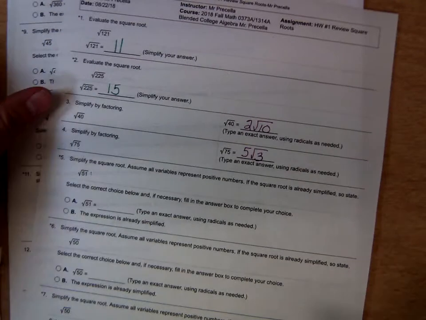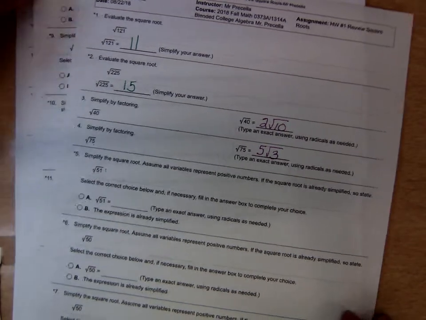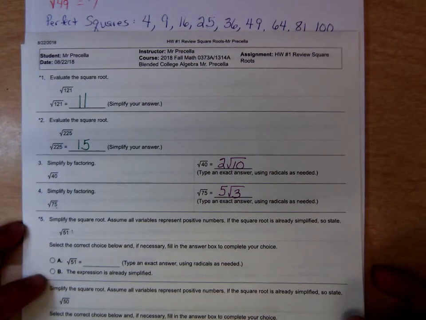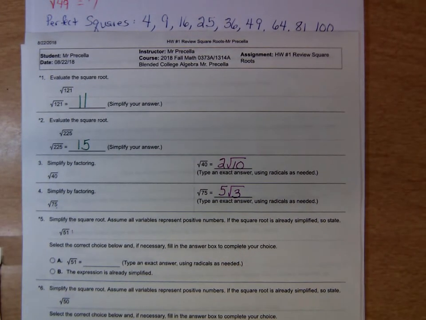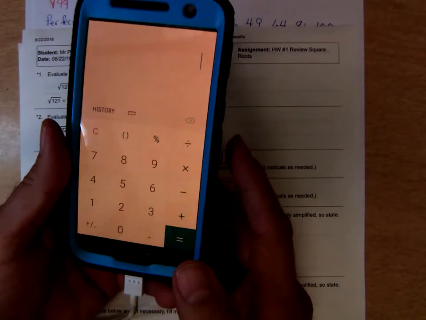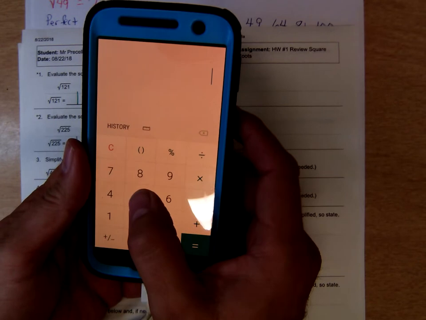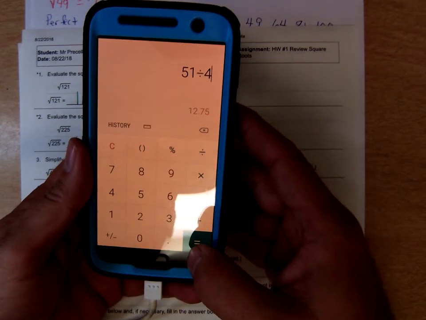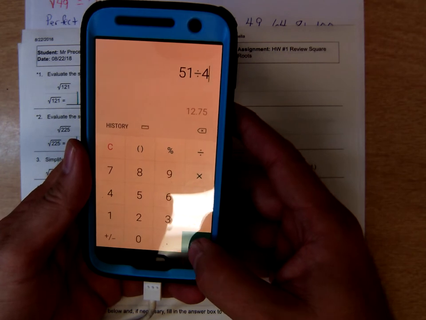Think of our perfect squares. Do any of our perfect squares divide evenly into 51? If you have a calculator, punch it in. 51 divided by 4. That doesn't divide evenly. 51 divided by 9. Let's see. I'm using my phone calculator just so that it will show better on here. You can't be punching on your phone during a test. 51 divided by 4, no.